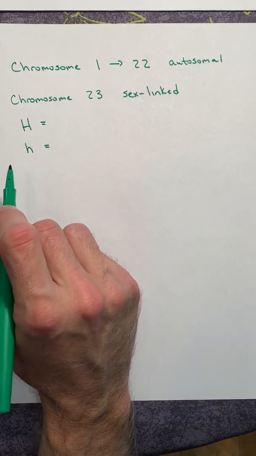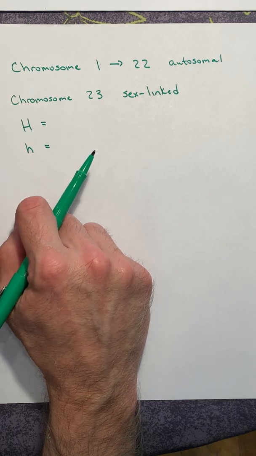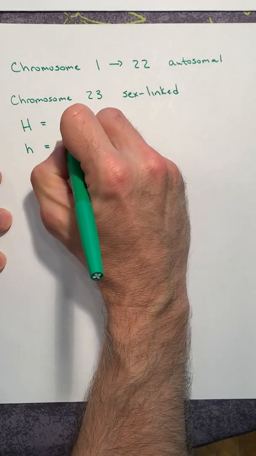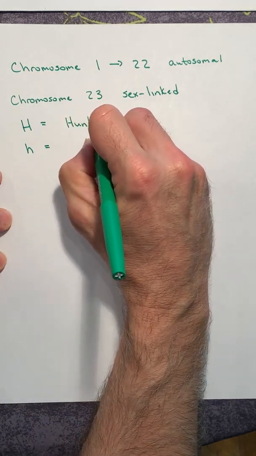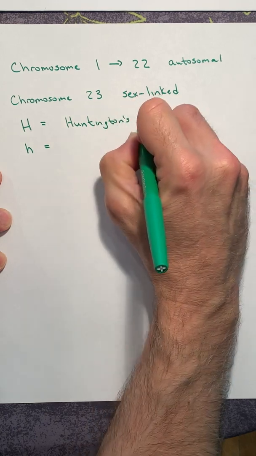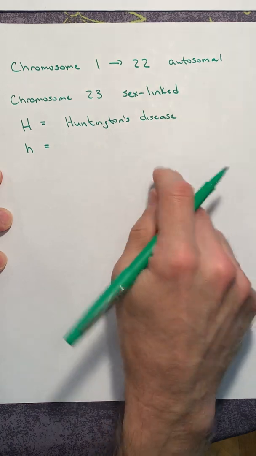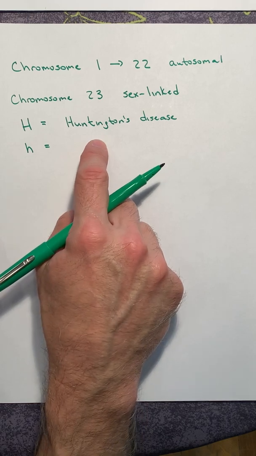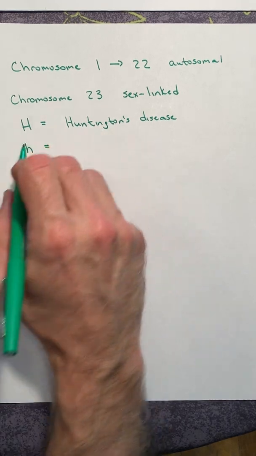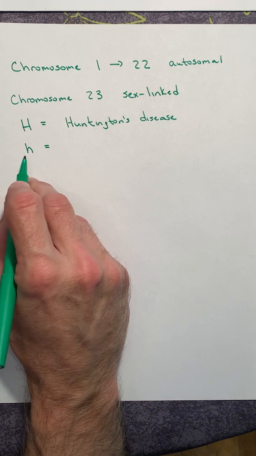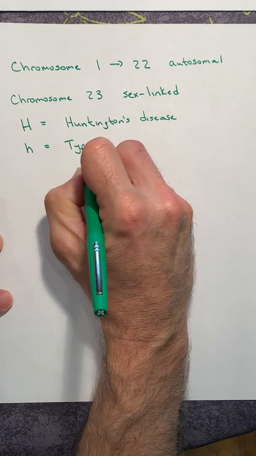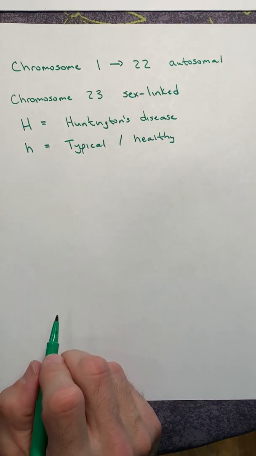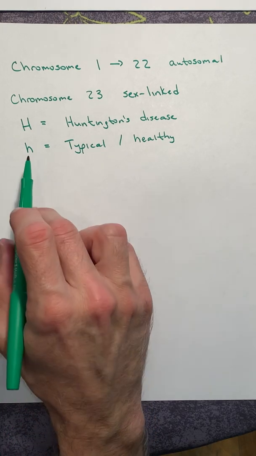So step 1 is to read the question. Step 2 is to define your alleles. The problem says that Huntington's disease is dominant, which means that your capital H is your disorder. Now, this is not very common. Most genetic disorders are recessive. That's exactly why I give you this problem. Huntington's is an example of a dominant genetic disorder, which means that the recessive allele is your healthy allele. This is your typical allele. All right, so step 1, read the question. Step 2, set up your alleles.